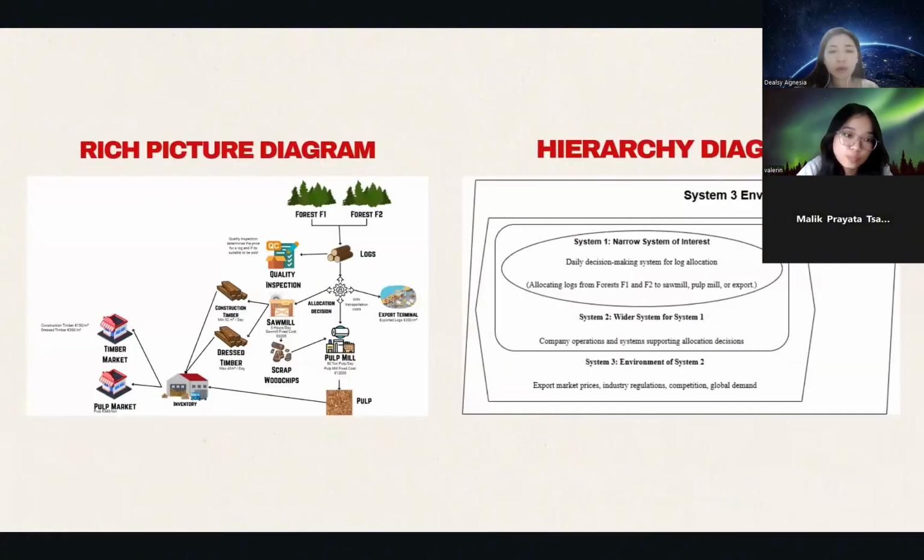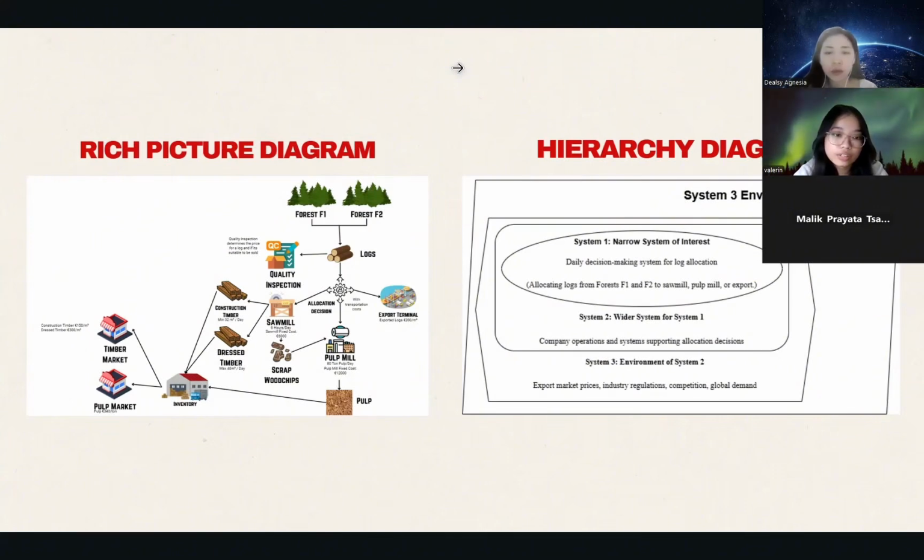Okay, so here is the rich picture diagram and the hierarchy diagram. The rich picture diagram shows the flow starting from the forests, F1 and F2, where logs are harvested and undergo quality inspections to determine their price and sustainability. After inspections, logs are allocated to three destinations: directly exported, sent to the sawmill, and/or sent to the pulp mill. The sawmill processes logs into construction timber and dressed timber with capacity and cost constraints, and finished products are stored in inventory before being sold in timber and pulp markets.